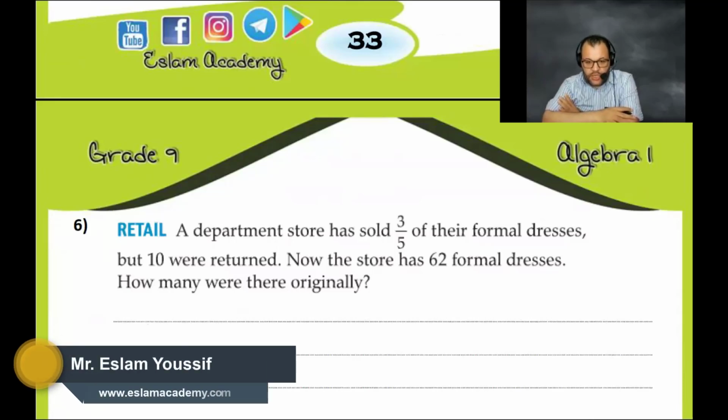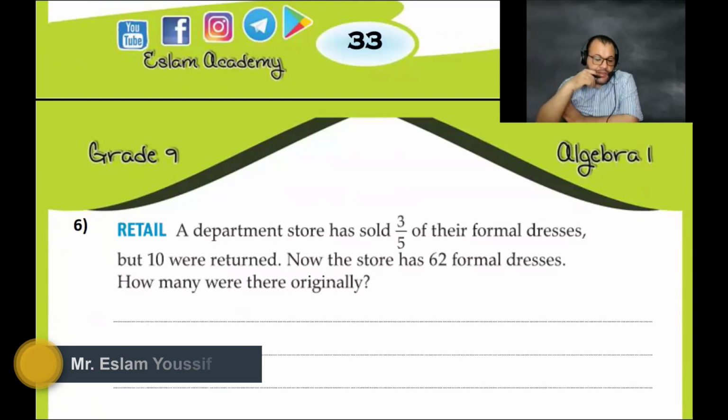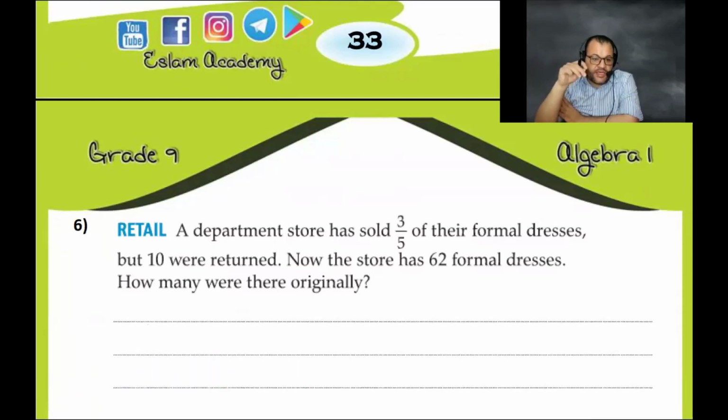A department store has sold 3 over 5 of their formal dresses, but 10 were returned. Now the total number of dresses at the store is 62. So how can we write this equation? 3 over 5 x plus 10.